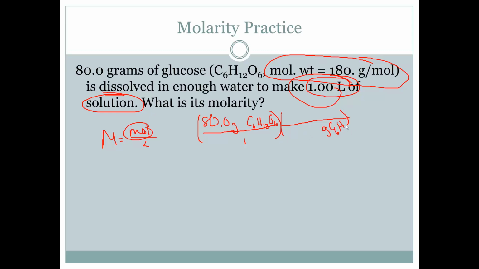Your mass is 180. Notice that decimal here, they're trying to make sure that you know that that 0 is significant. 1 mole of C6H12O6 comes out to be 0.444 moles, which means it's 0.444 moles over 1.00 liters, which comes out to be a 0.444 molar solution.